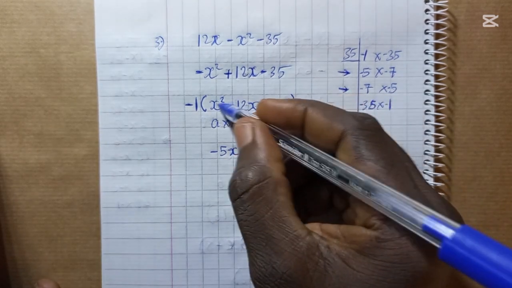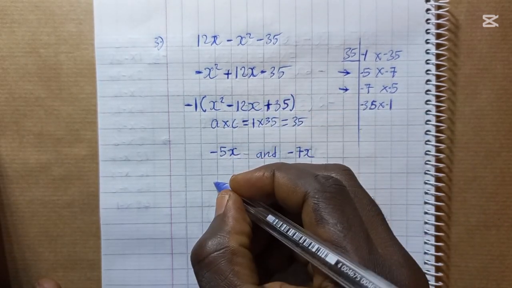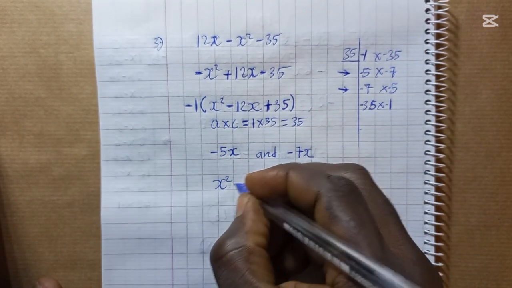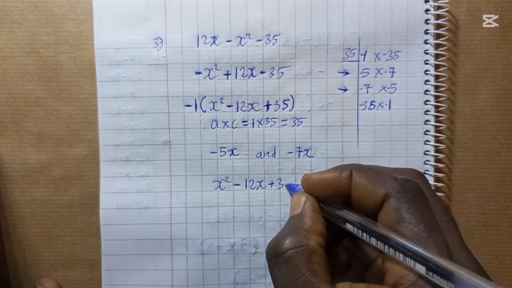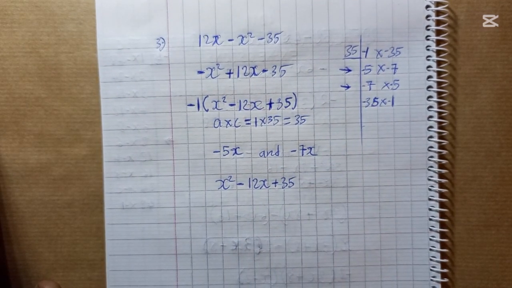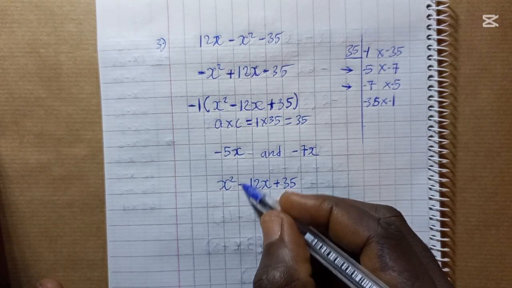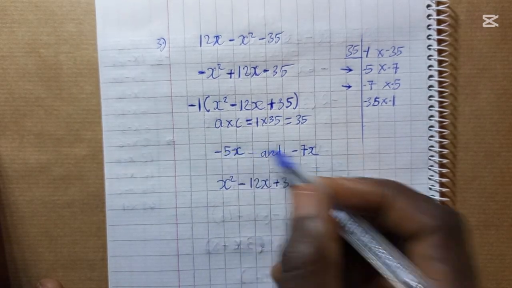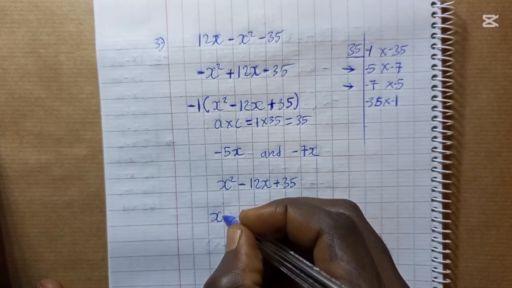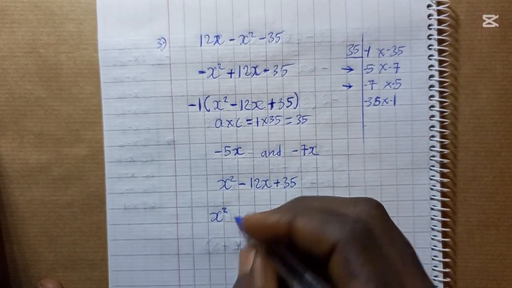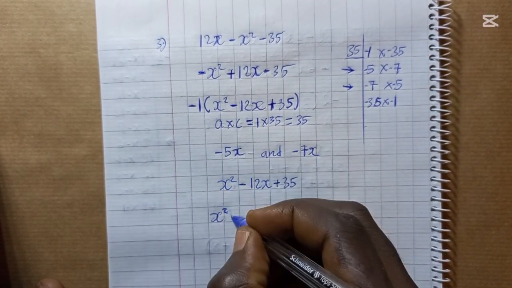Now write out this equation down here: x squared minus 12x plus 35. So now we're going to remove this middle term and replace it with these two numbers. So we have x squared minus 5x.